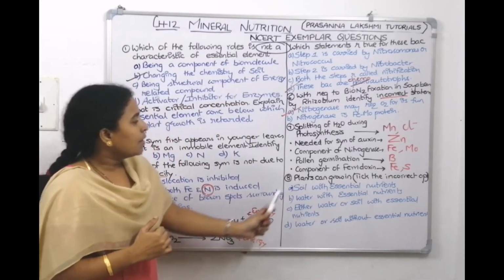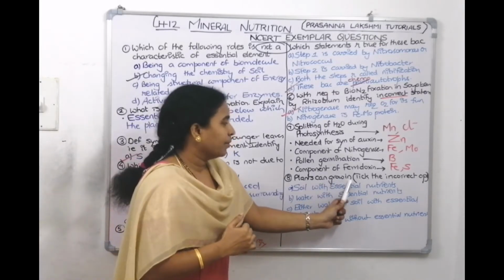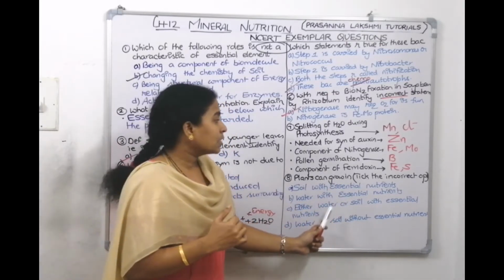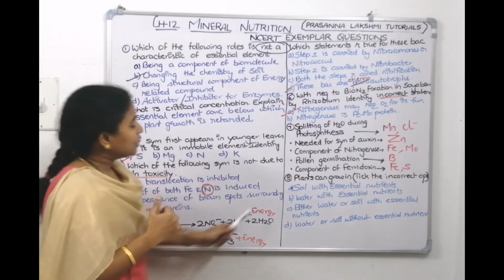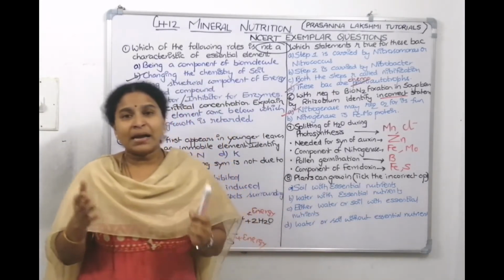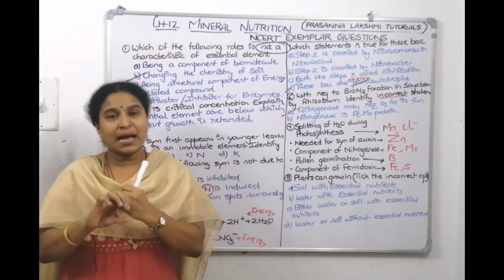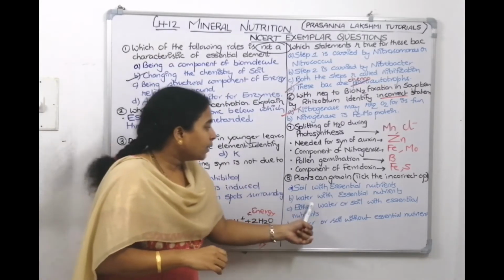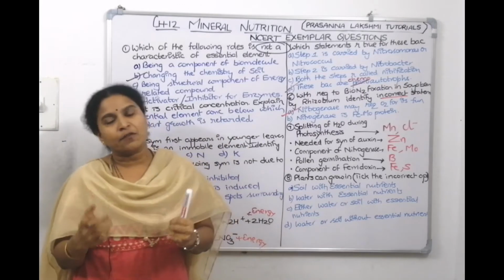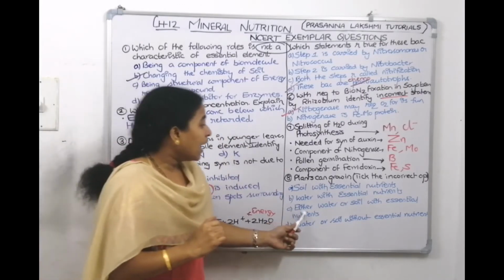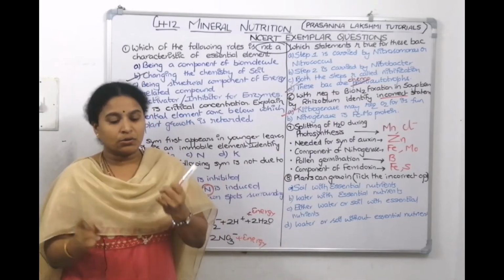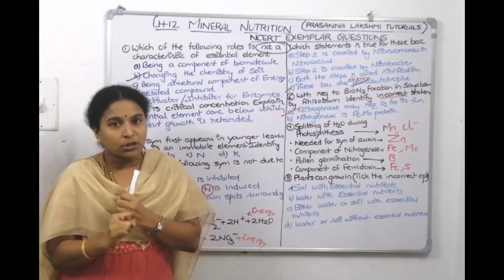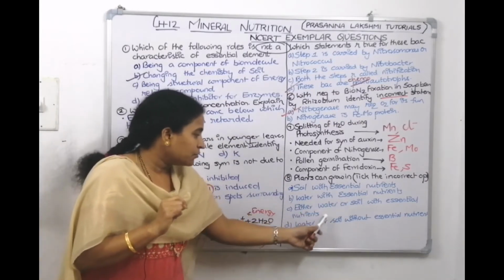Last question, children. Plants can grow in... They're asking us to tick the incorrect option. Soil with essential nutrients. Yes, we can grow plants if soil has nutrients. So correct. Water with essential nutrients. This is called hydroponics. This is also correct. Either water or soil with essential nutrients. Plants, you can grow them in soil also. You can grow them in water also with essential nutrients.